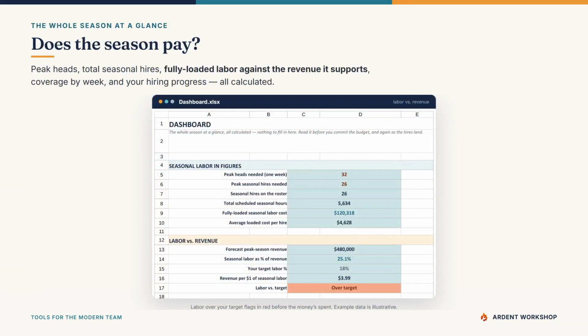And then the question that matters: does the season pay? The dashboard measures your fully loaded seasonal labor against the revenue it supports and flags it the moment it runs over your target, before the money is spent. Peak heads, cost, coverage by week, and hiring progress all on one screen, all calculated.